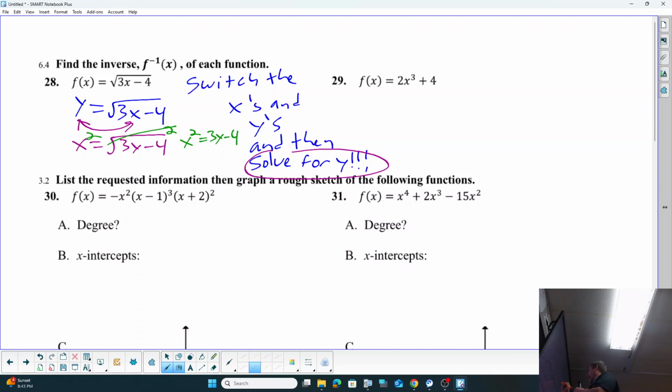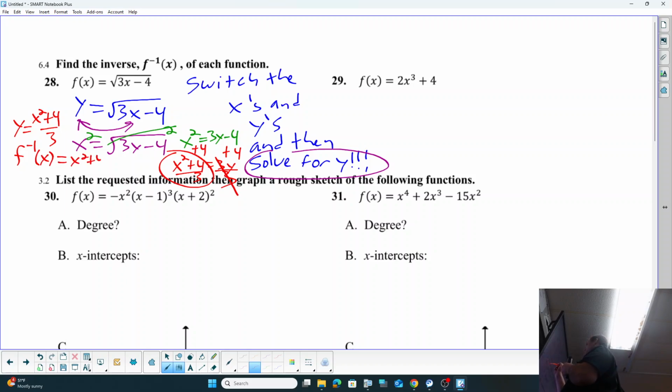Then we're going to add 4 to the other side. So now we have x squared plus 4 is equal to 3y. Last but not least, we're going to divide by 3. And there we go. So now we have y is equal to x squared plus 4 over 3. And so that's f inverse of x, the inverse, which is x squared plus 4 over 3. Got the inverse.